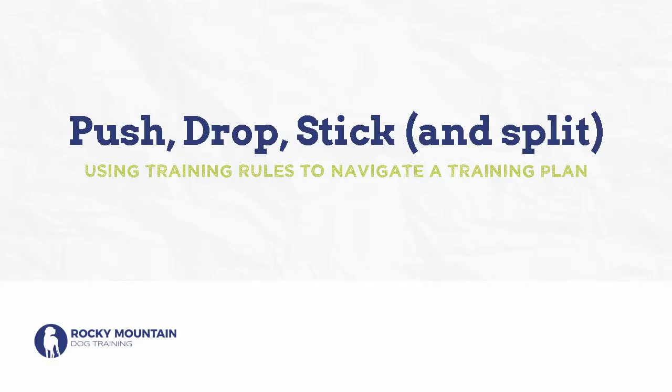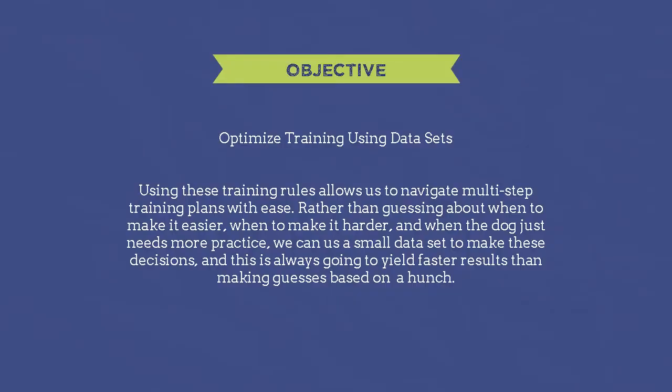Push, drop, stick, and split, using training rules to navigate a training plan. All right, so what is push, drop, stick? Well, in essence, it's actually just small data sets that allow us to make decisions off of. Using these training rules will allow us to navigate multi-step training plans with ease, rather than guessing about when to make it easier, when to make it harder, and when the dog just needs more practice. We can use these small data sets to make these decisions, and this is always going to yield faster results than making guesses based on a hunch.